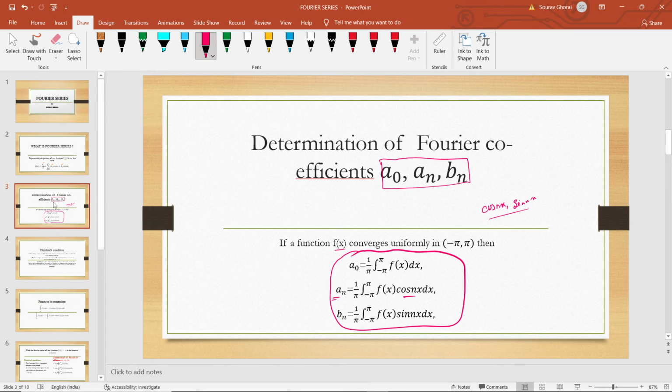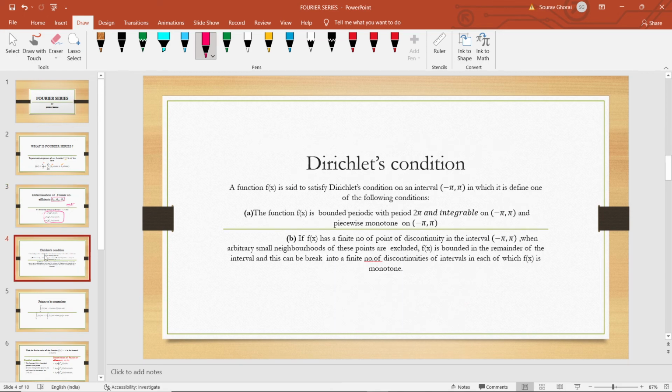Now there is also a question: under which condition can we find the Fourier series? Here I am going to discuss a new condition known as Dirichlet's condition. So what is the Dirichlet condition? If we consider a function f of x, it is said to satisfy Dirichlet's conditions on the interval minus pi to pi if any one of the conditions holds.